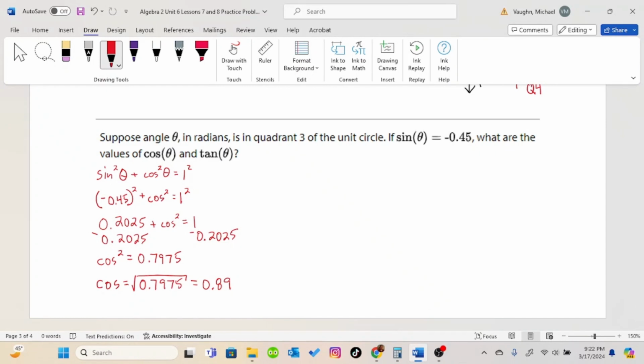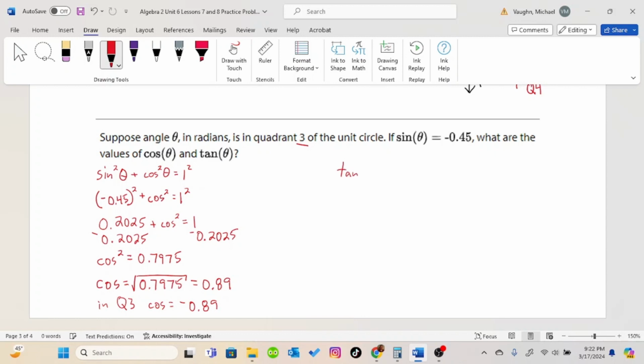One thing we want to keep in mind is that if we are in quadrant 3, then both sine and cosine are going to be negative. So in Q3, cosine equals negative 0.89.